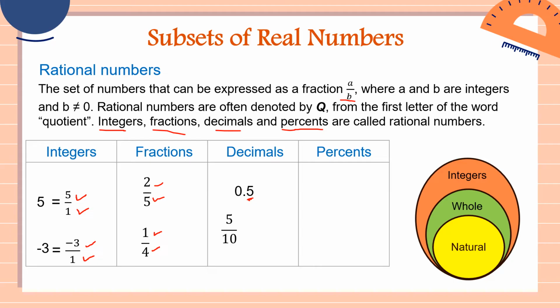Can we reduce 5/10? Yup, we can reduce this one. We can divide the numerator and then the denominator by 5. So reduce, divide by 5. So the answer is 1/2.